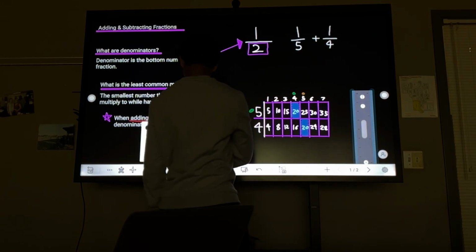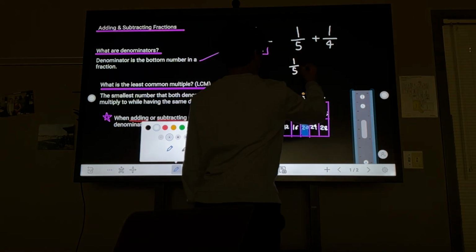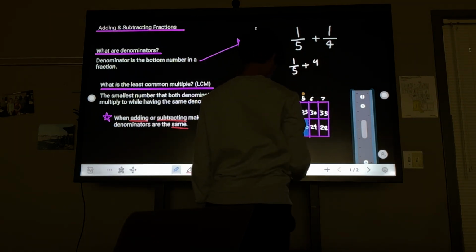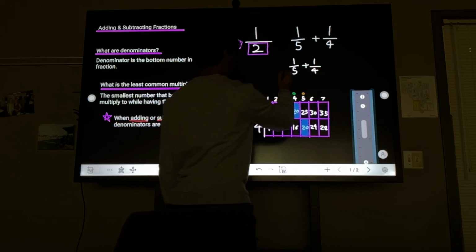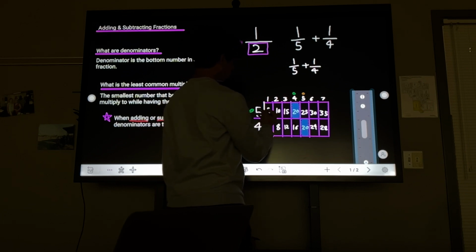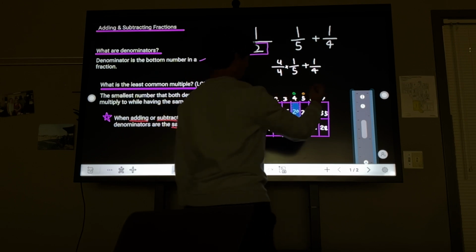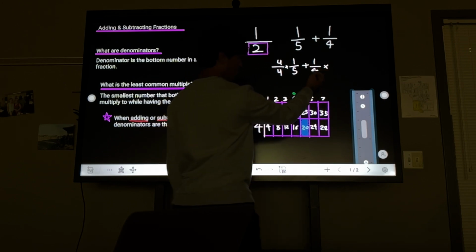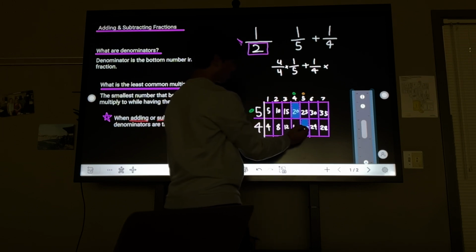This is what we need to do. 1 over 5 plus 1 over 4. Here, we're going to multiply by what? So 5 times 4 is 20. So we know that we're multiplying 5 by 4. So you have to make it like this. This is what we're multiplying to get 20 in the denominator. To get 20 in the denominator here, you have to multiply by 5, because 4 times 5 is 20.